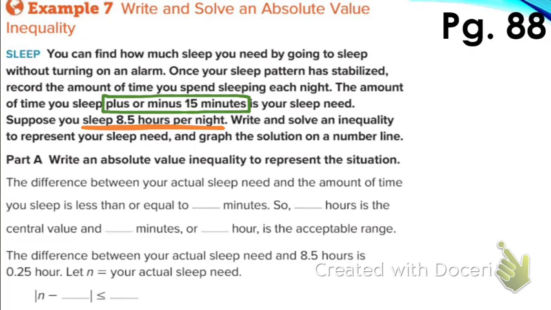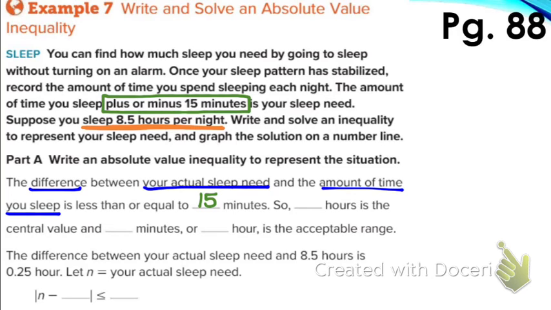The difference, what does difference mean? Subtraction. The difference between your actual sleep need and the amount of time that you sleep is less than or equal to what? The difference between these two numbers is going to be what? 15. 15 minutes.